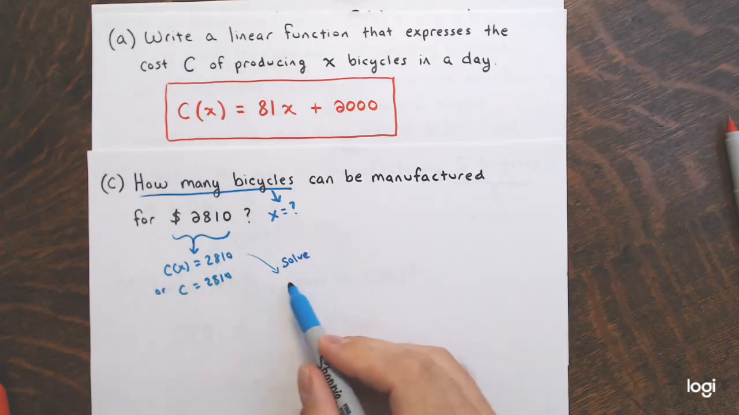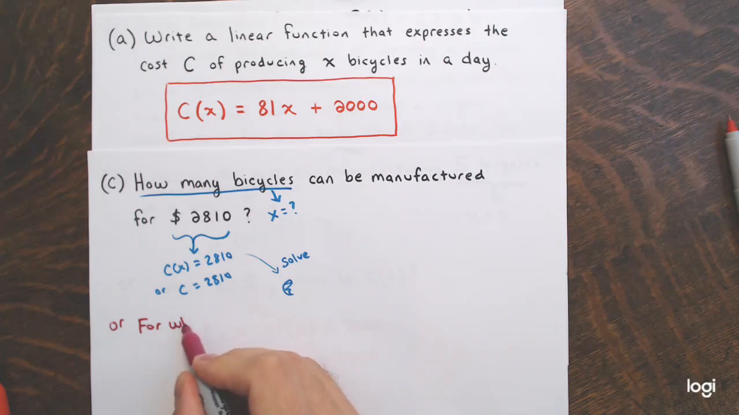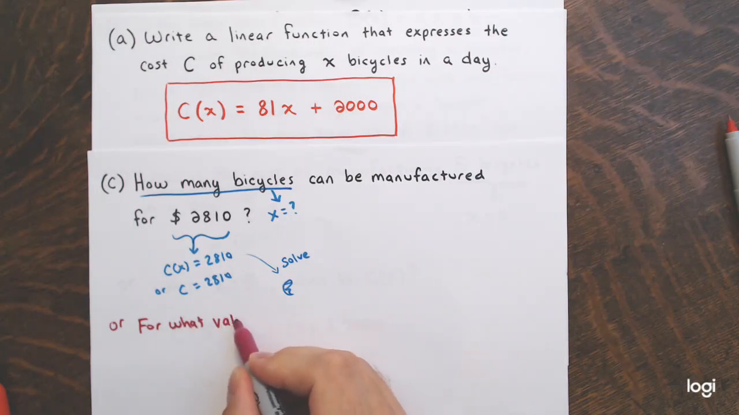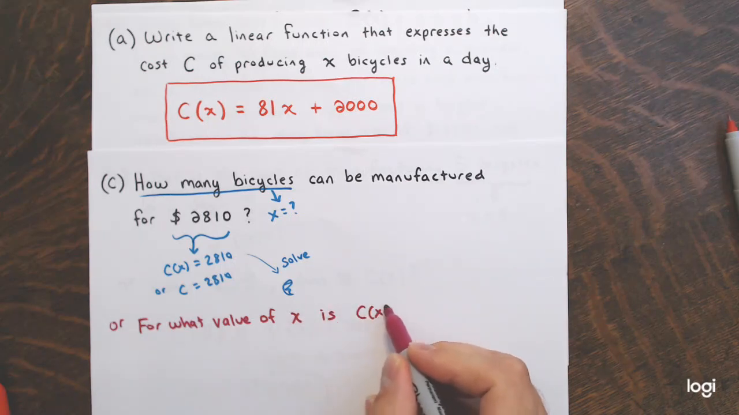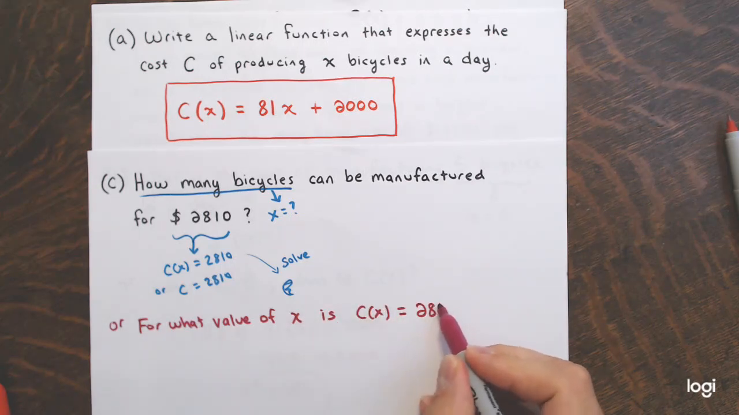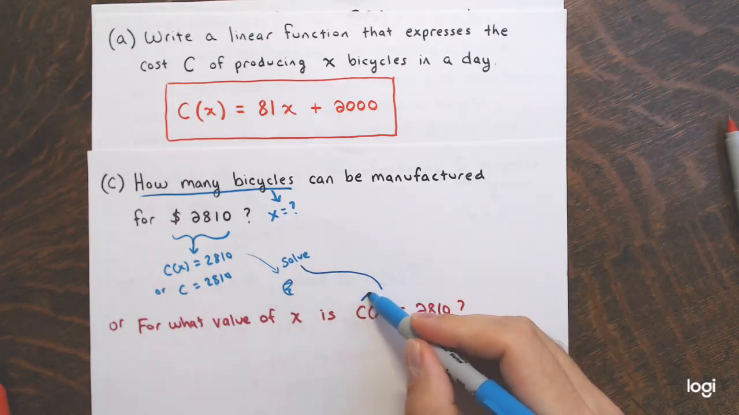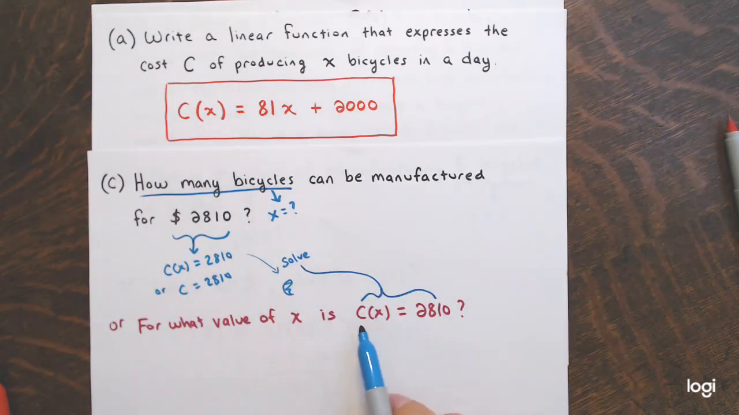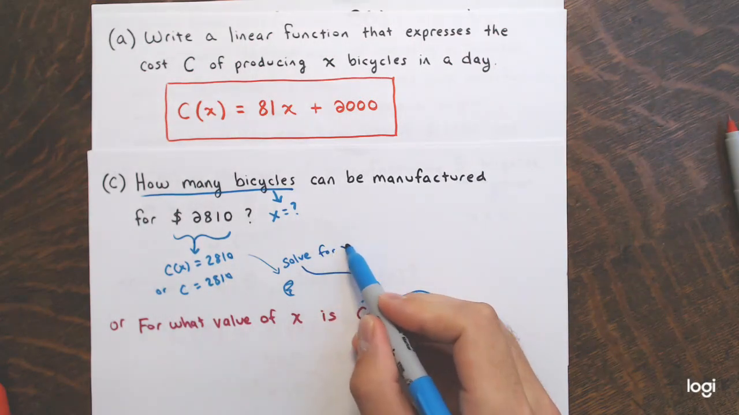This C of X, when is, or I guess I could say another way to ask this question is, for what value of X is C of X going to be equal to 2,810? This is just another way to ask that same question. And so what we're doing here is solving this equation, C of X equals 2,810. Solve this equation for X.